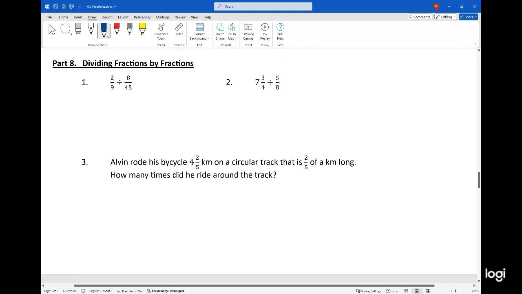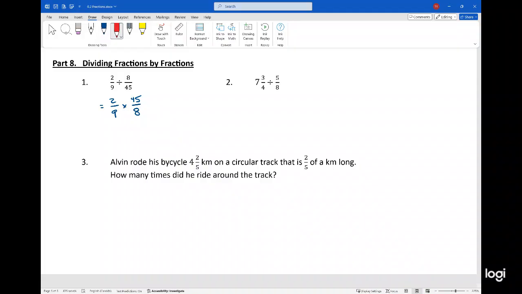Dividing fractions by fractions. Same trick, change the second fraction by flipping it and change to multiplication. So this is 2 over 9 times 45 over 8. And then we can go through and use our multiplication tricks and say, I can divide that by 2 and that by 2. And I can divide this by 9 and this by 9. And then I'm left with a really easy 5 divided by 4.